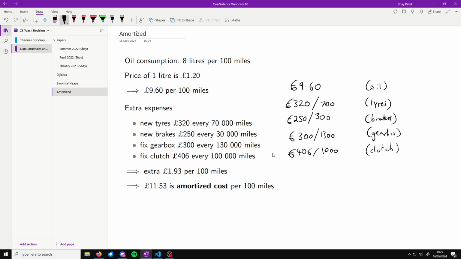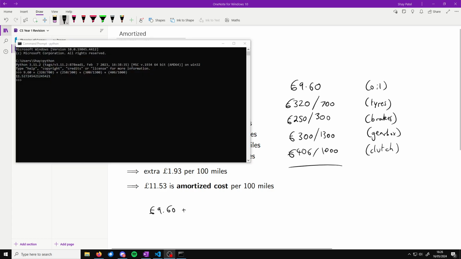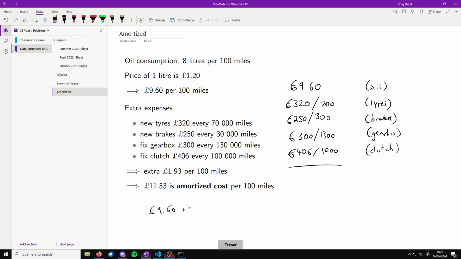Round up or round down? I'd probably just leave it like this, work out the result, and then when we get the result, we just round it to whatever it's closest to. So if we add these up, we get £9.60 plus... okay, if we run that calculation, we add them all up, we get 11.527. And we've rounded this to 11.53 to get the amortized cost per 100 miles. So that's how we'd work out the amortized cost.